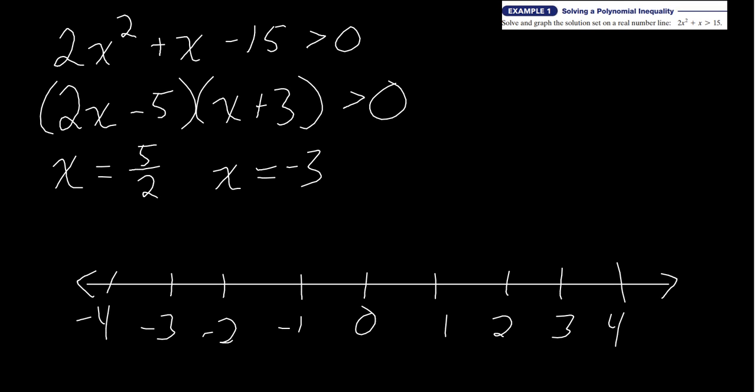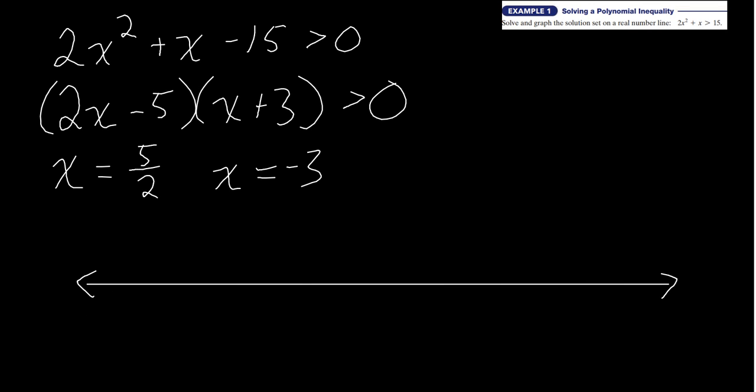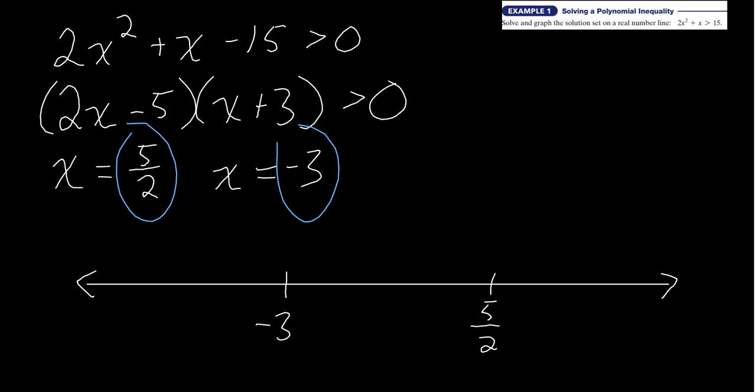Why? Because it doesn't really matter what the tick marks are. What matters is that you have the tick marks associated with your x values. So we've got 5 halves and 3. We're going to call this one -3, sorry, -3, and we're going to call this one 5 halves. Okay, do you understand what I mean? You don't technically have to have the 0 tick mark, 1 tick mark, whatever. You just need to have tick marks that associate with these, and just make sure that they're in order, right? -3 comes before 5 halves.